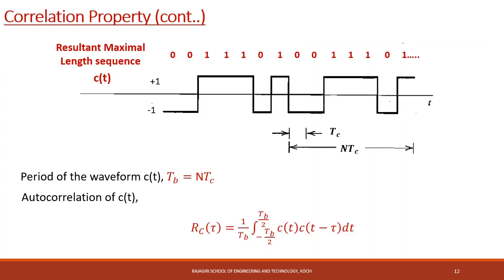The autocorrelation function of c of t in terms of integral is given by Rc of tau equal to 1 by Tb integral from minus Tb by 2 to plus Tb by 2 of c of t minus tau dt. This autocorrelation function is a function of tau, which represents the shift in the original PN sequence. And Tb is the period of the waveform c of t, which is given by Tb equal to n into Tc.